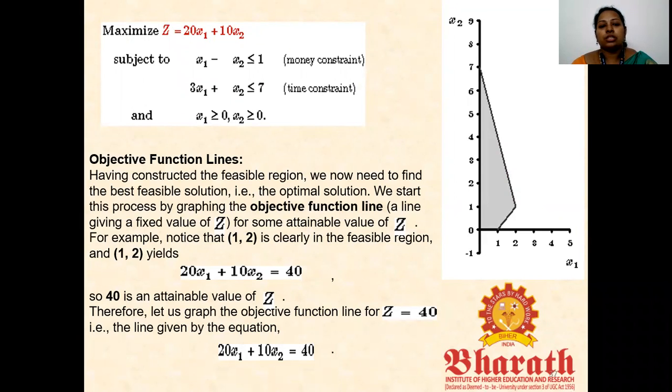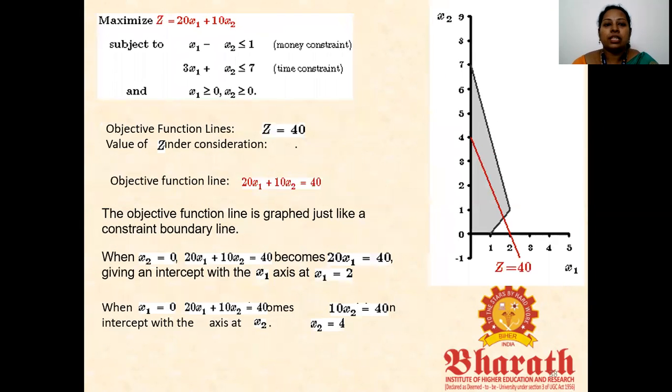For the optimum solution, we consider the first point, 1, 2. That is, x-axis 1, y-axis 2. If we substitute that 1, 2 in the given objective function, 20x1 plus 10x2, we get 40. That is, x1 equal to 1 and x2 equal to 2, then we get 40. That is the first solution. After that, we have to check whether it is a maximum solution or not. Then we go to the next point.